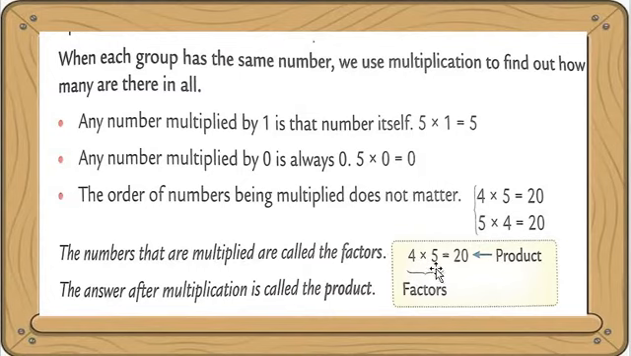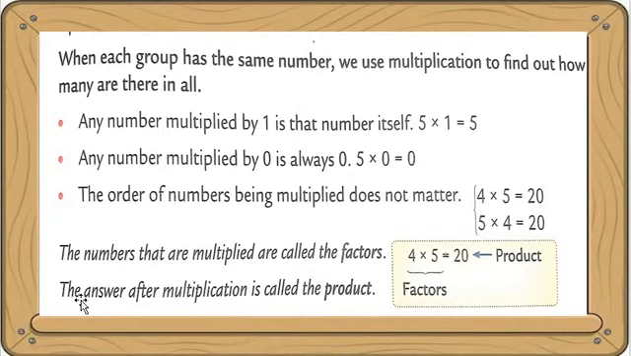I'll give you one short trick here. Whatever number comes before the equal sign is called a factor, and whatever number we get after the equal sign is called the product. Understood what I am telling you, all students? The numbers that are multiplied are called the factors, and after the equal sign we write the product. Got my point?